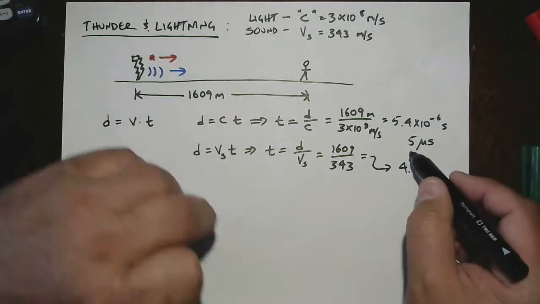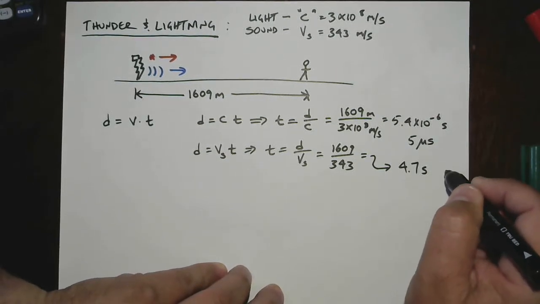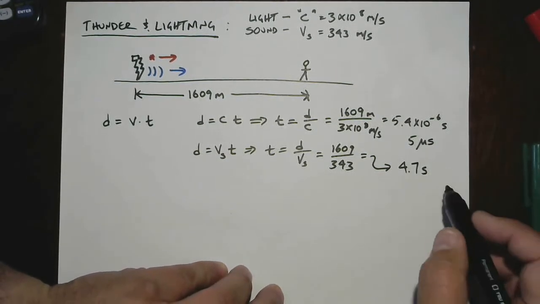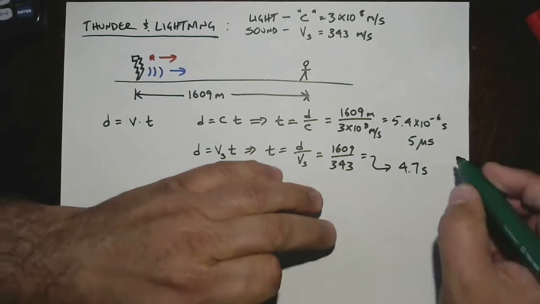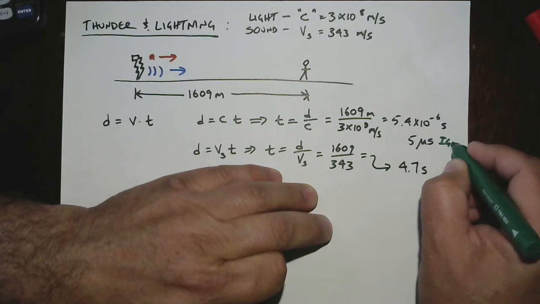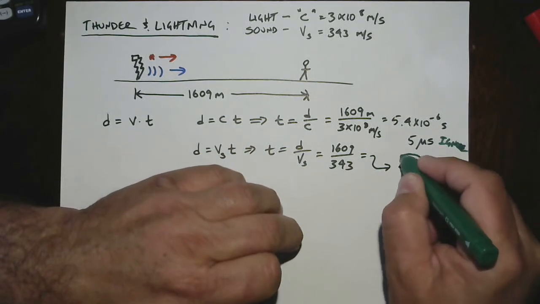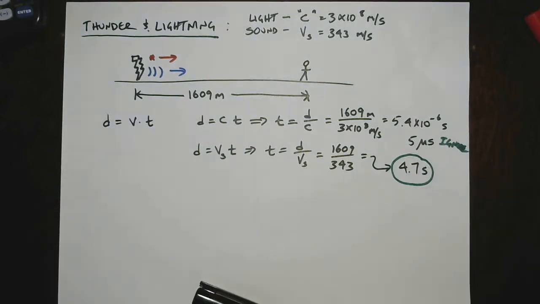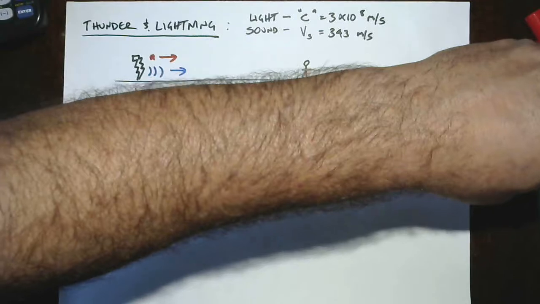Now, we have to subtract the 5 microseconds off of that, but as you can see, 5 microseconds will be way over here in a decimal place that we don't even represent. So essentially, we can ignore the time it takes the light to travel to you, and lightning that hits a mile away takes about 4.7 seconds for the sound to get to you.